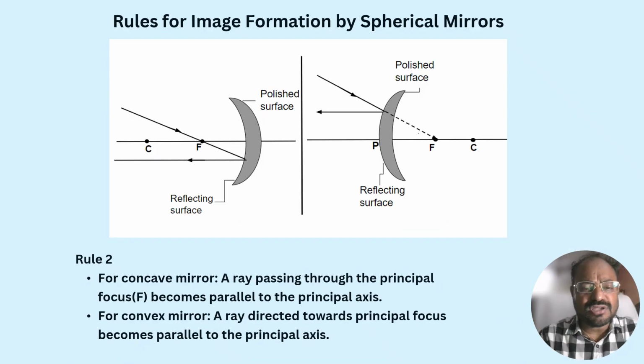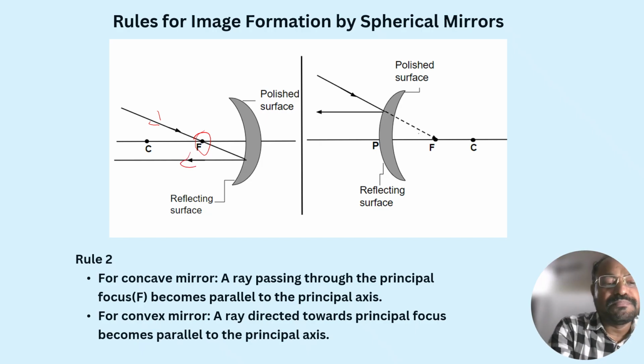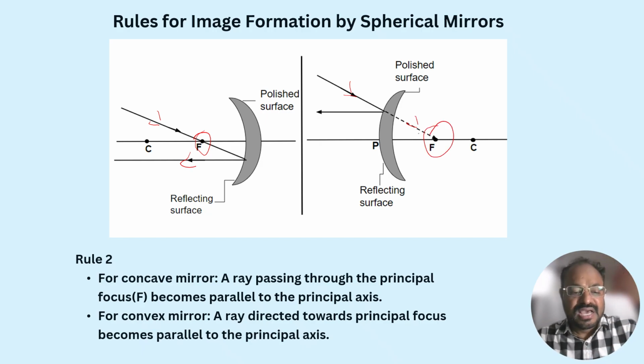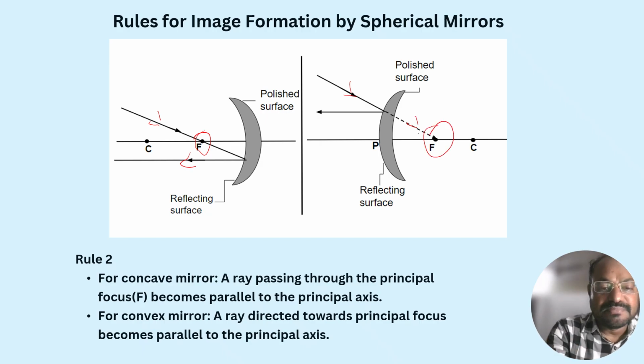This rule is just opposite to rule 1. You can see a ray in a concave mirror passing through the principal focus F. After reflection, it goes parallel to the principal axis. Similarly, in a convex mirror, a ray directed towards the principal focus, after reflection, becomes parallel to the principal axis.